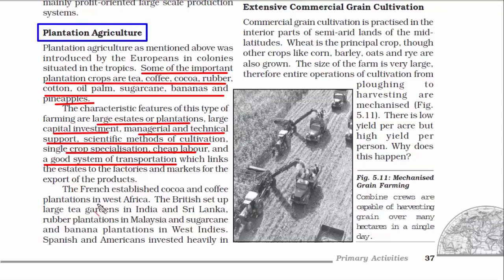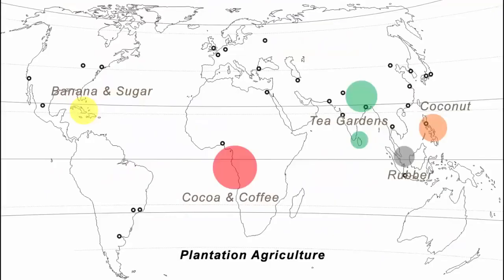Now let's see where all we find these commercial plantation crops. Cocoa and coffee are found in West Africa, thanks to the French establishment over there. And you will find large tea gardens in India and Sri Lanka. This is due to the British setup. Rubber plantation in Malaysia, sugar and banana plantation in West Indies, coconut in Philippines. This is because of Spanish and American investment.